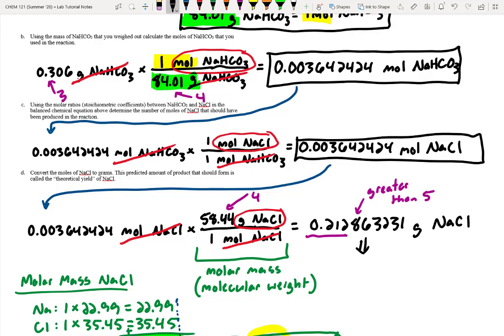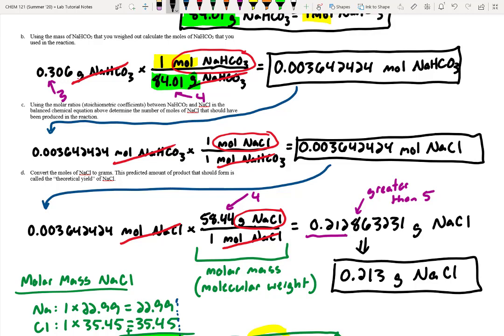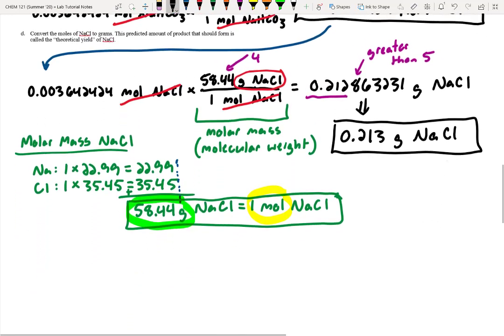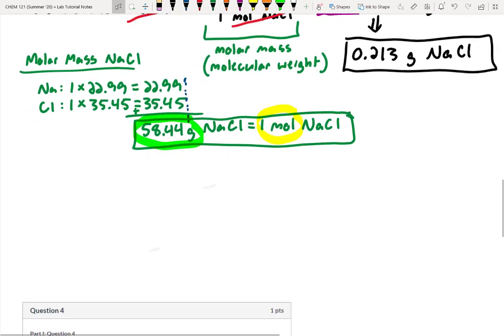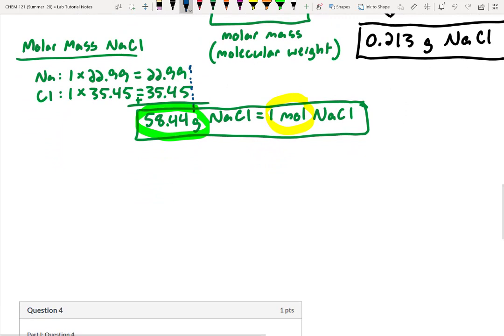So what I'm going to do is round this up, and I'm going to say our final answer should be 0.213 grams of NaCl. Okay, and this might be confusing some of you, so let me do this a different way. You can actually do this entire conversion in one big long step if you want. So let's start from the beginning and show how to do this using one giant unit conversion.